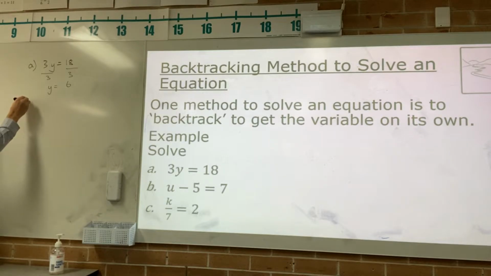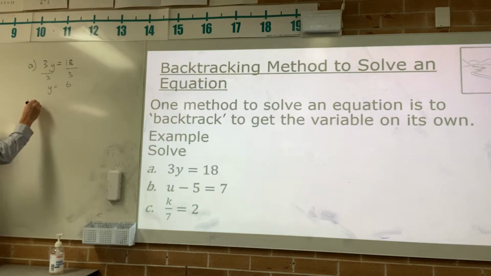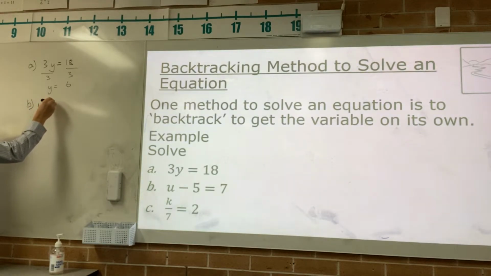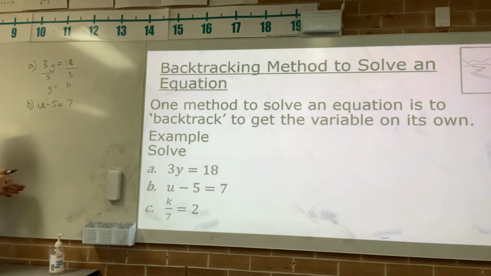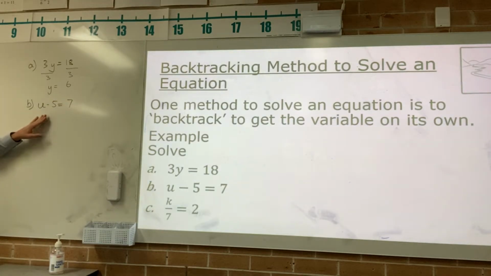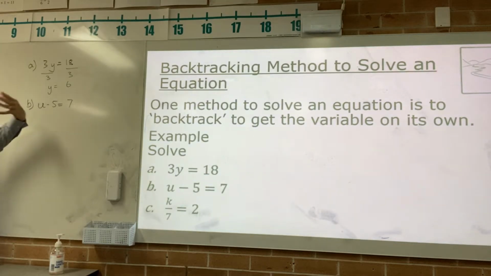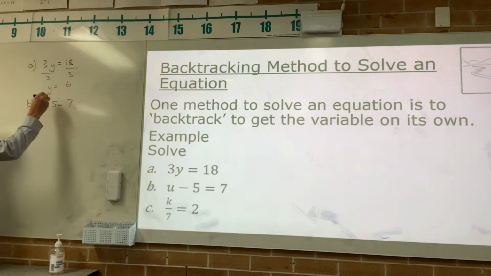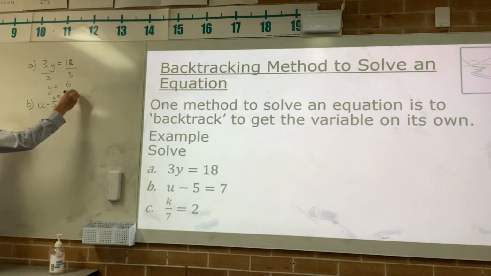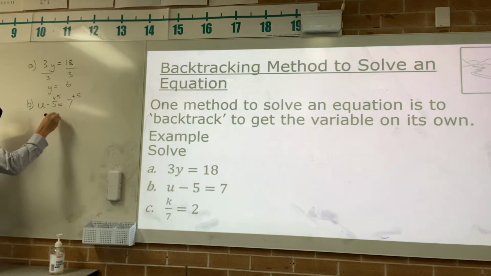For this second question, u minus 5 is equal to 7. The last thing that's been done to the left-hand side is to take 5 away. So if I'm going to backtrack, I need to reverse that process and I add 5 to both sides. So u will equal 12.